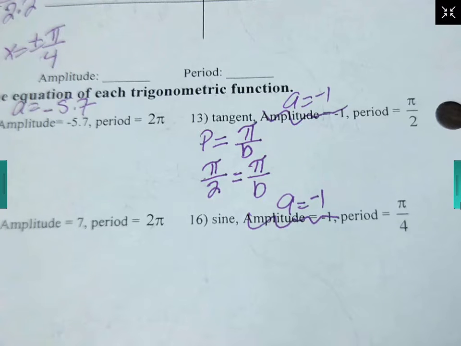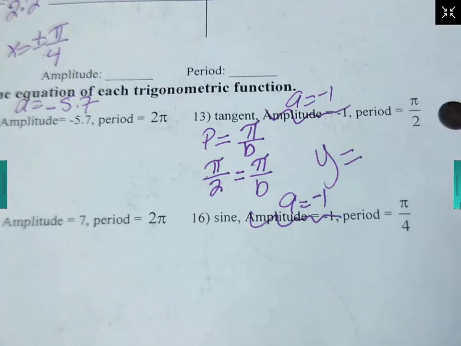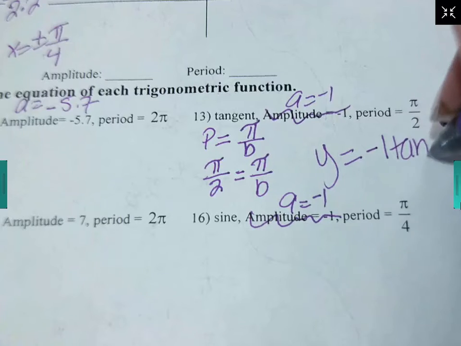None of these really changed, do they? It's all the same, right? What do you mean none of them really change? Really changed how you work them out, right? Right, it's kind of the same. The only difference is the period is different for the tangent. Okay, are we good with that? We never finished this one. This would be y is equal to negative 1 tangent of, what did we find B to be? 2 theta.